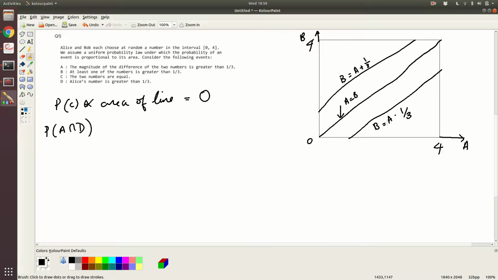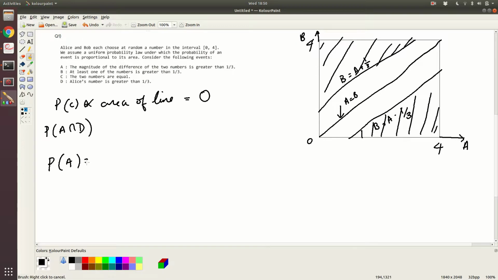Okay, so beyond this region, Bob is picking a point which is greater than Alice plus 1/3. So this region here, let me just shade it. This shaded region and this shaded region together is P of A. Okay, P of A is proportional to the area of the shaded region.